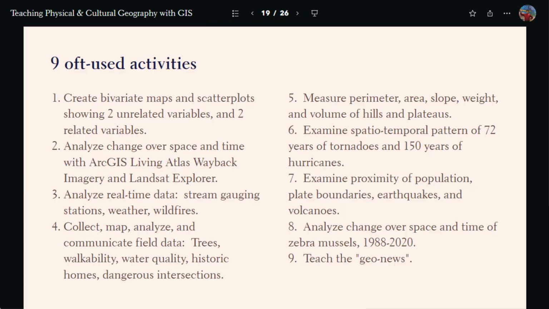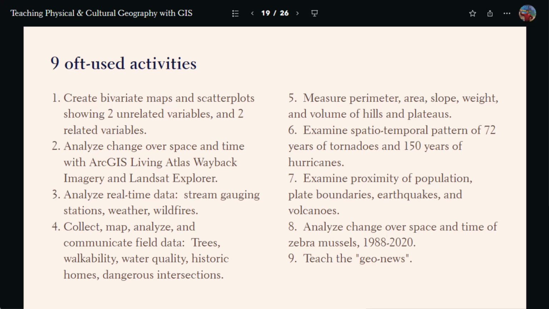My 9 most used activities include: 1. Creating bivariate maps and scatter plots showing 2 unrelated variables and then 2 related variables. 2. Analyze change over space and time with the ArcGIS Living Atlas Wayback Imagery and Landsat Explorer. 3. Analyze real-time data: stream gauging stations, weather, wildfires, and more. 4. Collect, map, analyze, and communicate field data: trees, walkability, water quality, historic homes, dangerous intersections.